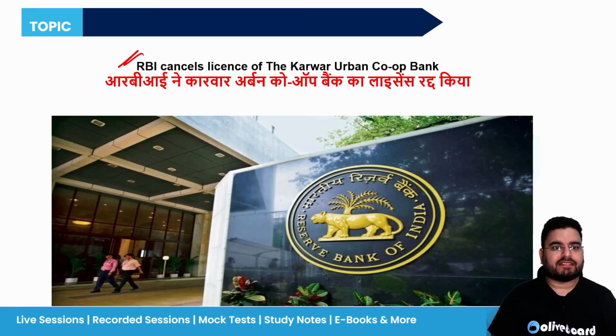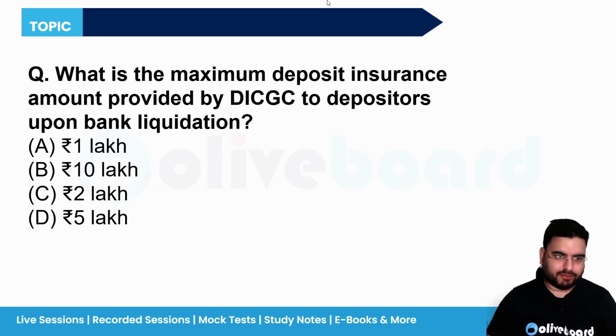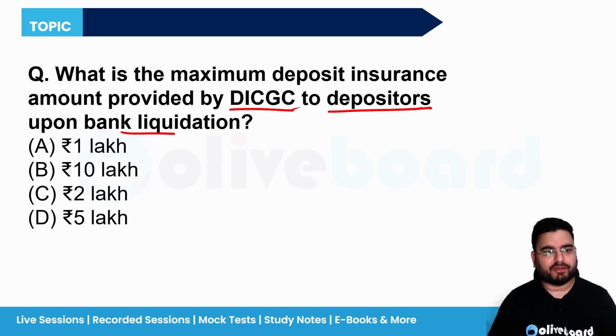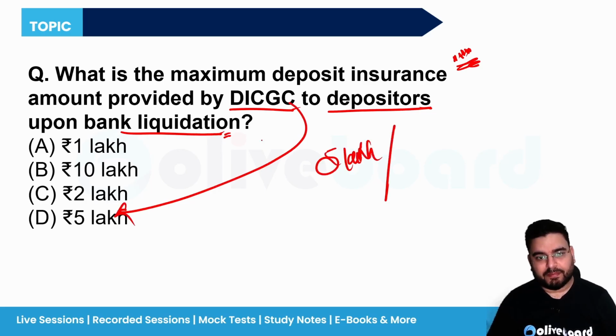Next is RBI cancels the license of the Karwar Urban Cooperative Bank. Now this is an RBI circular. What is the maximum deposit insurance amount provided by DICGC to depositors upon the bank liquidation? So this is a very, very important question. Please remember this thing. The limit is 5 lakh rupees per person per bank. Please remember this thing.